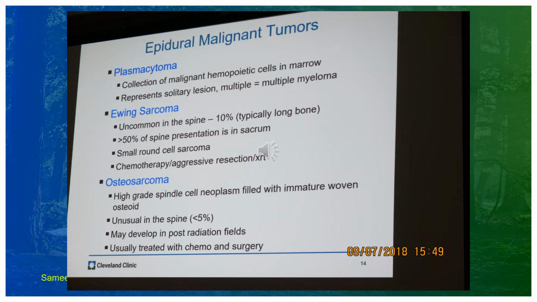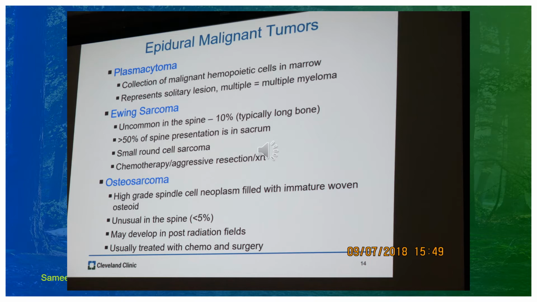It is uncommon, but 50% of spine involvement is in the sacrum. It is a small round cell sarcoma. Ewing sarcoma responds to aggressive chemotherapy. Surgery has a role in the resection or debulking of the tumor, and radiotherapy.